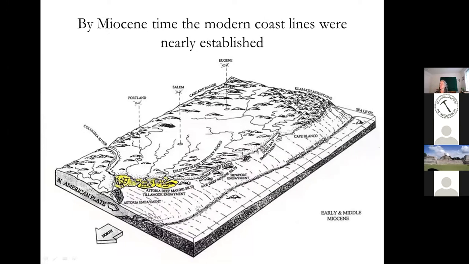And then finally, this gets uplifted by the Miocene times, by about 15 million years ago. Then it's becoming more of a shoreline like we have today. So that's the origin of the Coast Range.